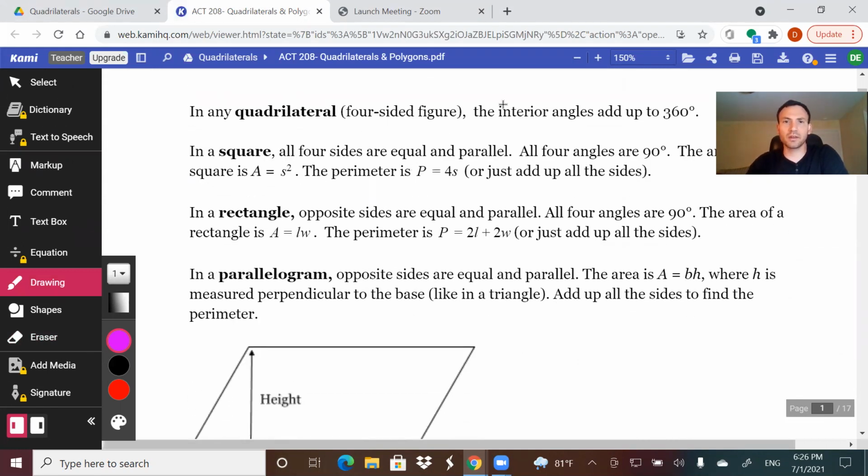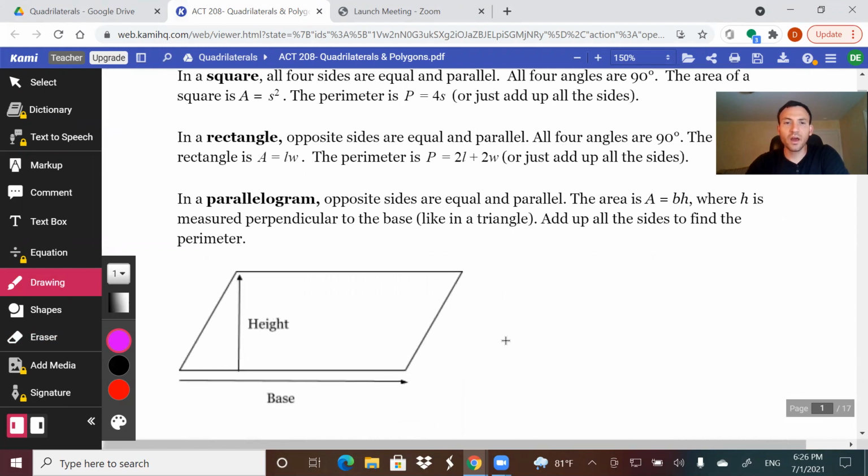This just explains that 4-side figures add up to 360 degrees. If it's a 5-sided figure, you just add another 180 degrees. So a pentagon is 540 degrees for all 5 interior angles. A 6-sided figure, you just add another 180 degrees. So it would be 720 degrees for all interior angles. And we'll talk about that.